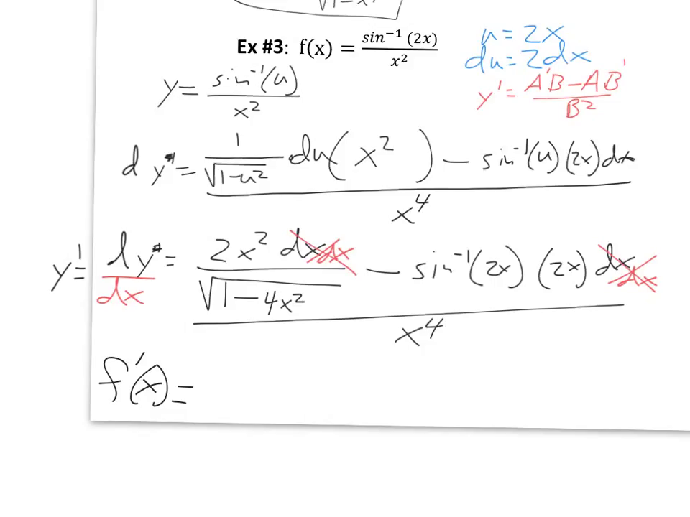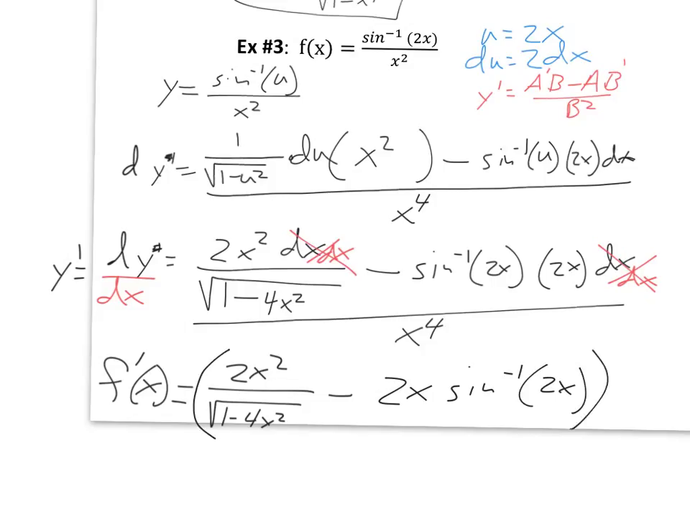2x squared over the square root of 1 minus 4x squared minus, and then I would move this 2x out here because it's not part of the arc sine, it's just being multiplied by. I just move it in the front. So that'd be 2x and the arc sine of 2x. And then maybe it'd be a little bit cleaner if we just multiplied this by the reciprocal of x to the 4th, which is just 1 over x to the 4th. And I'm sure you could distribute and maybe factor out some things and simplify a little bit more, but that's going to work for our derivative. So let's go on to the next one.